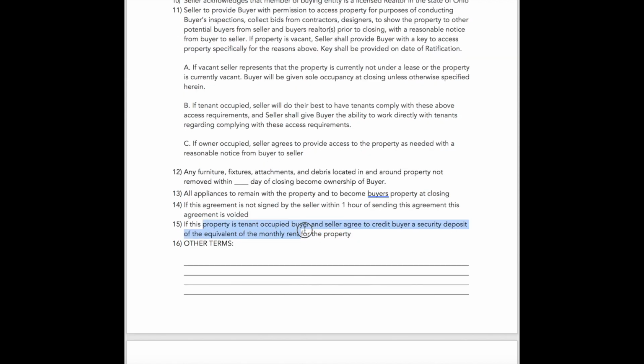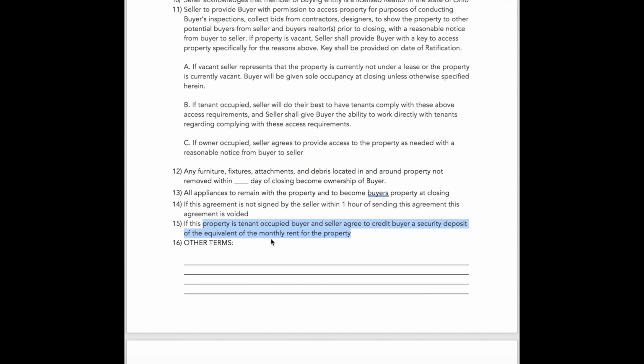If this property is tenant occupied, buyer and seller agree to credit buyer a security deposit of the equivalent of the monthly rent for the property. So if it's rented and it's currently occupied, then we get a credit for the security deposit of the tenant at closing, and prorated rents. And then any other terms and conditions.